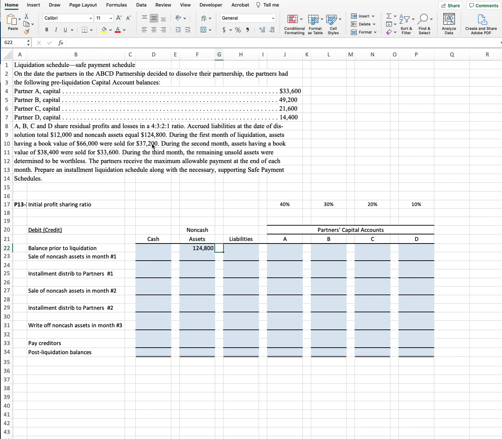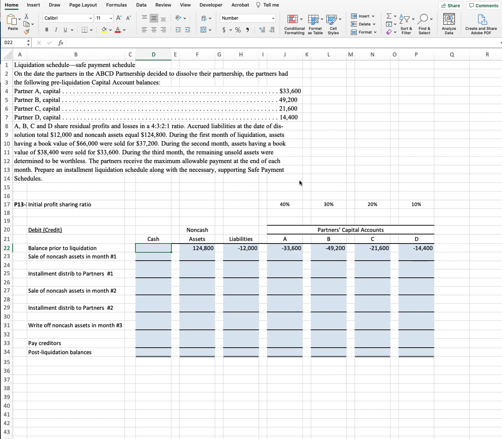$124,800. Then we have accrued liabilities of $12,000. And then we can also put in the partner capital accounts from here. So we'll put those in, the negative 33.6, 49.2, 21.6, and 14.4.